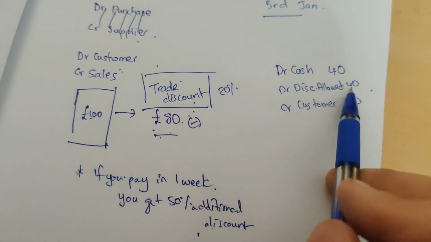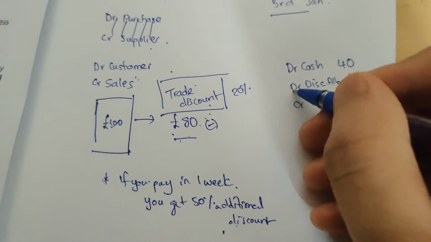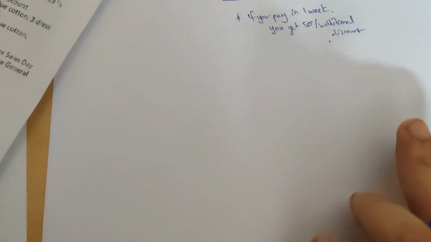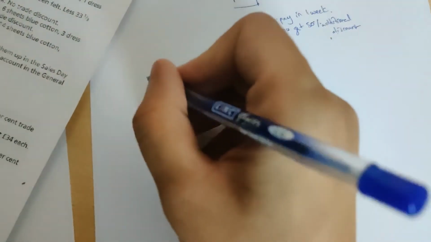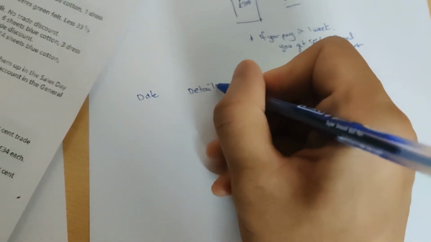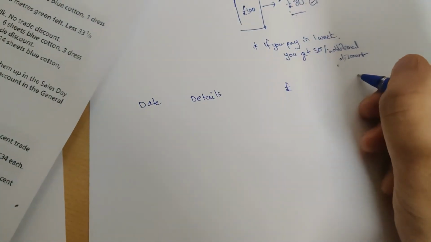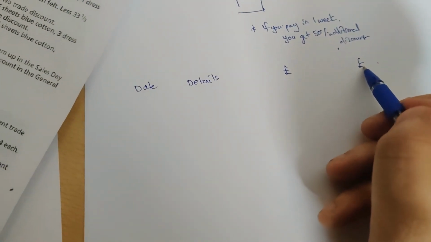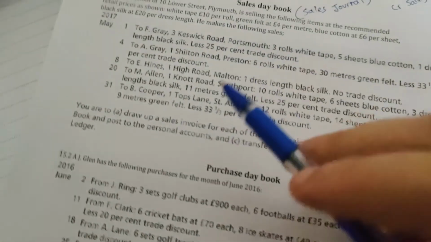and debit discount allowed for 40 pounds. Okay, so now let's very quickly solve this exercise over here. I'm going to show you one or two of them, and I'm going to show you the final answer in the solved one. So let's see. Day, details, pound. One is the working column, and one is the final column over here. So the first question, let's just go through here.